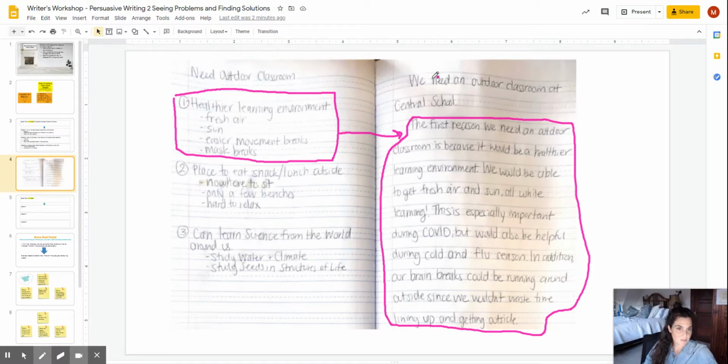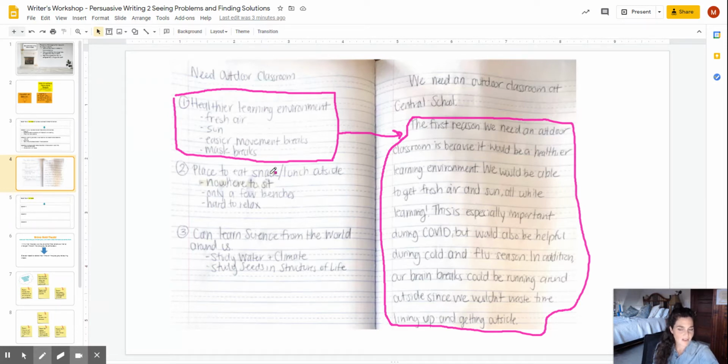So my thesis was we need an outdoor classroom at Central School. And then my first reason, it says the first reason we need an outdoor classroom is because it would be a healthier learning environment. We would be able to get fresh air and sun all while learning. This is especially important during COVID, but would also be helpful during cold and flu season. In addition, our brain breaks could be running around outside since we wouldn't waste time lining up and getting outside.